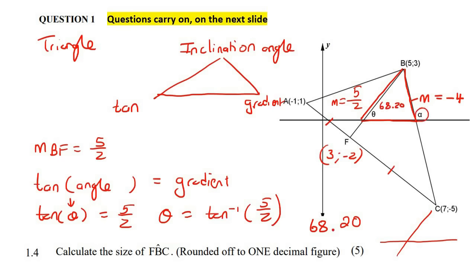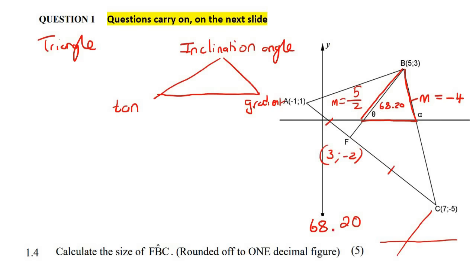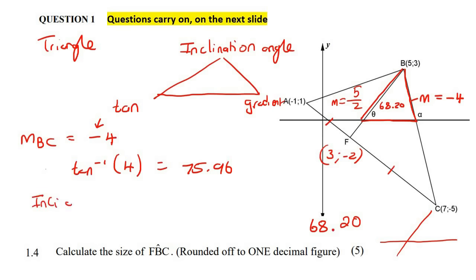Now what you do is you go work out alpha. Now with alpha, things are going to get a little bit more interesting. You'll see why now. We already know the gradient of BC from a previous question is -4. Now, when there is a negative gradient, you are going to ignore the negative. You're then going to work out shift tan of 4, and that's going to give you 75.96, but that is not the inclination angle. To then get the inclination angle, you are going to say 180 minus that number.